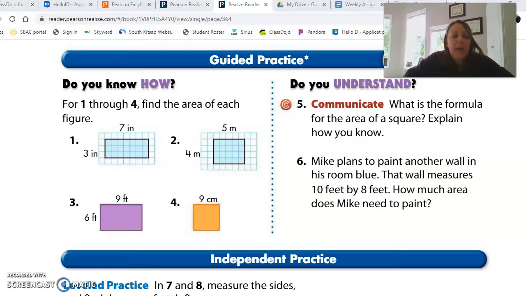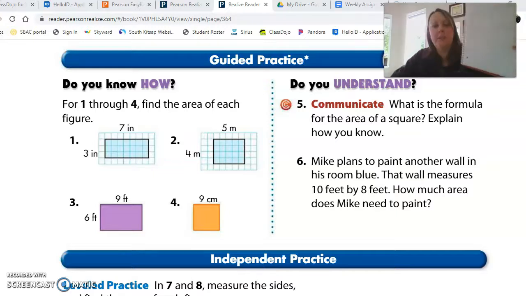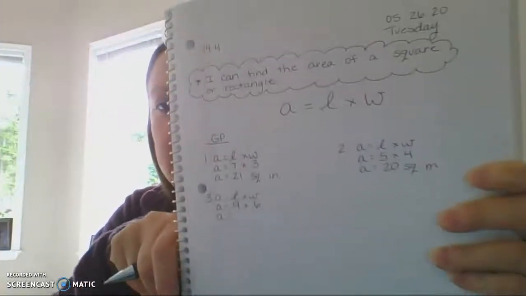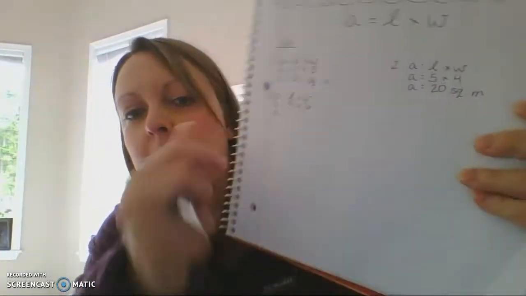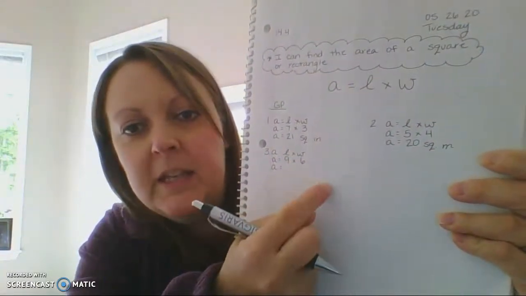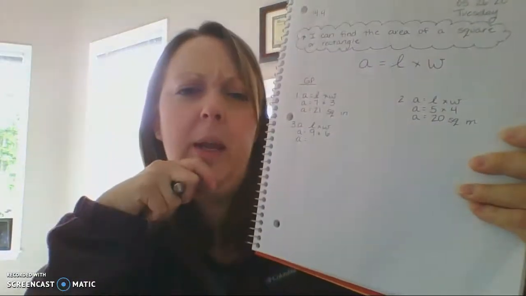All right, number 3. So we're going to figure out this is a rectangle, length times width. So 9 times 6. Area equals, I'm going to give you just a minute to figure that out. My paper looks like this. So I have my formula, my 9 times 6, and then I'm going to figure out my area.